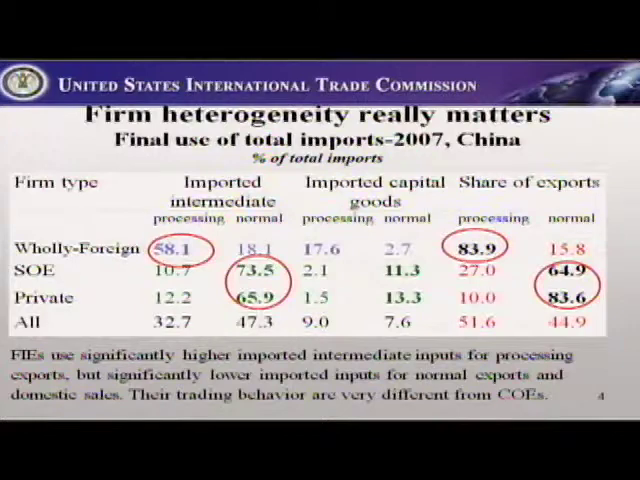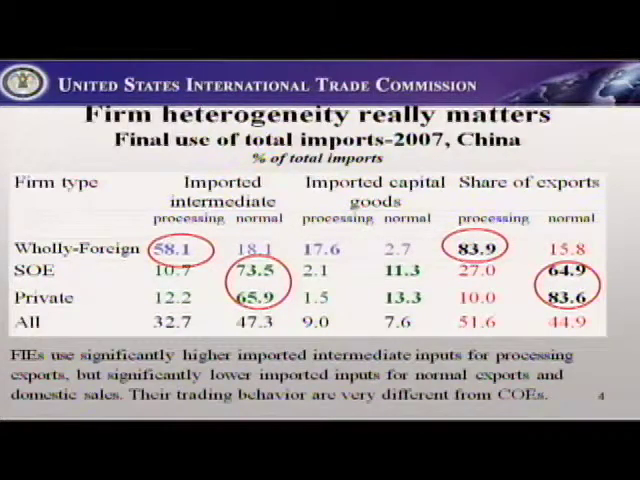So I just want to show the importance of taking into account the heterogeneity of firms. I give you an example here: the final use of imports from Chinese data. It's 2007. In the column titles, I have imports for inventory goods, imports for capital goods, and the share of exports. In the rows, I have foreign-owned firms, state-owned firms, and Chinese private firms. Then the last row gives you the average of the usage.